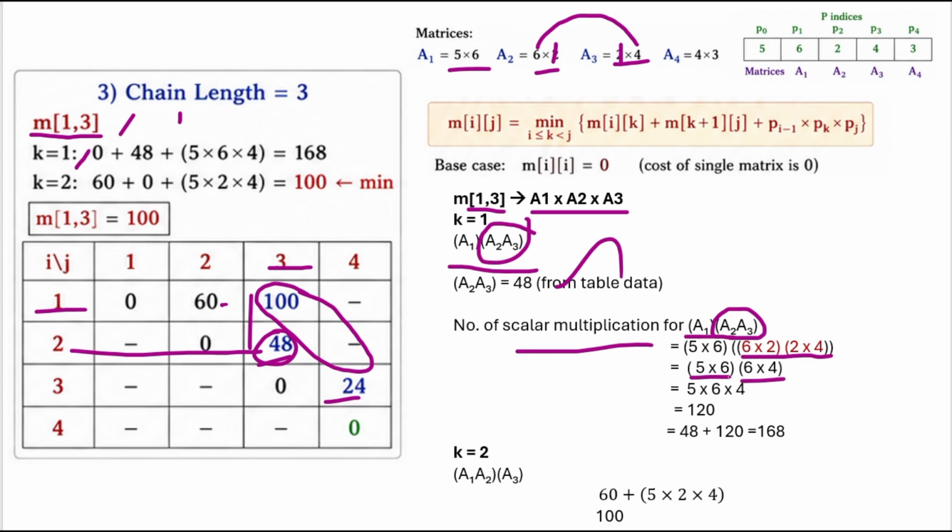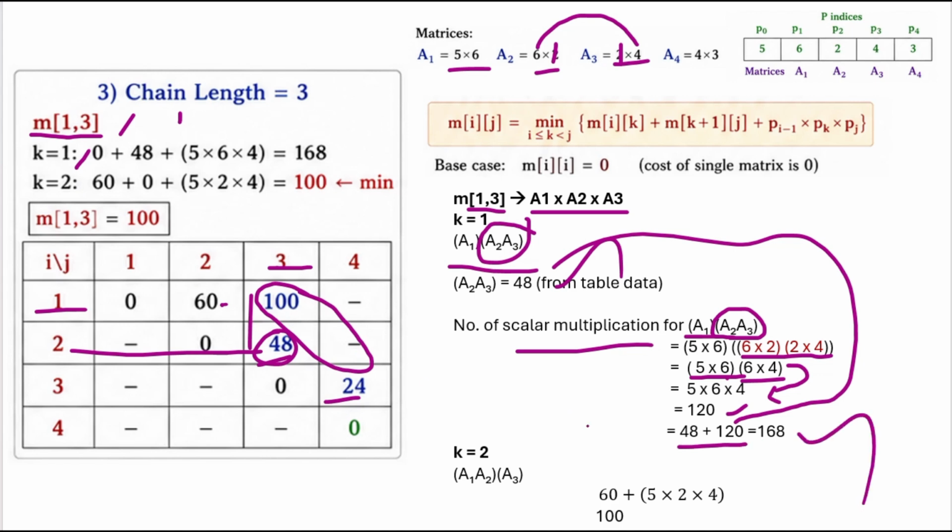Then how to find the scalar multiplication? Write the common value one time and multiply all the values: 5 into 6 into 4, that is 120. Then add the table data with this newly calculated value: 48 plus 120 is 168, right? Then find one more value, that is k2. Which way is best? Which one needs the minimum number of scalar multiplications? We take that value and fill it in the table, right? So one possibility is over, and we find one more possibility.